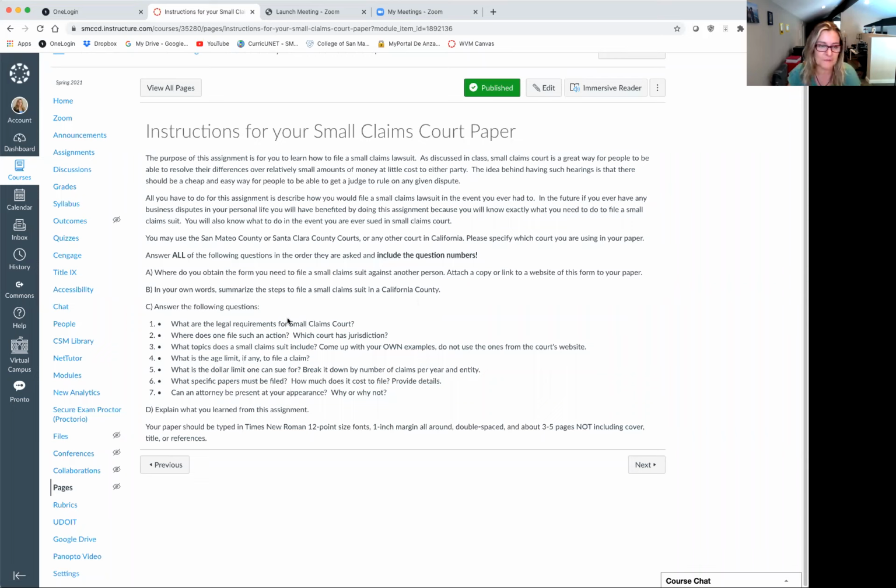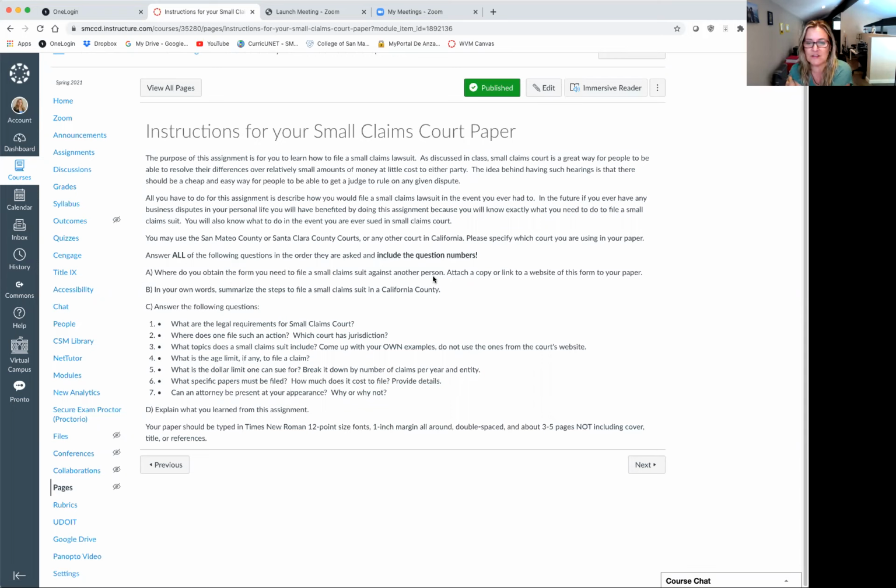Anyway, so here are the 4 sections that you have to do for this paper. The first one is very easy. Where do you obtain a form you need to file a small claims suit against another person or another entity? You could do it against a company as well, right?